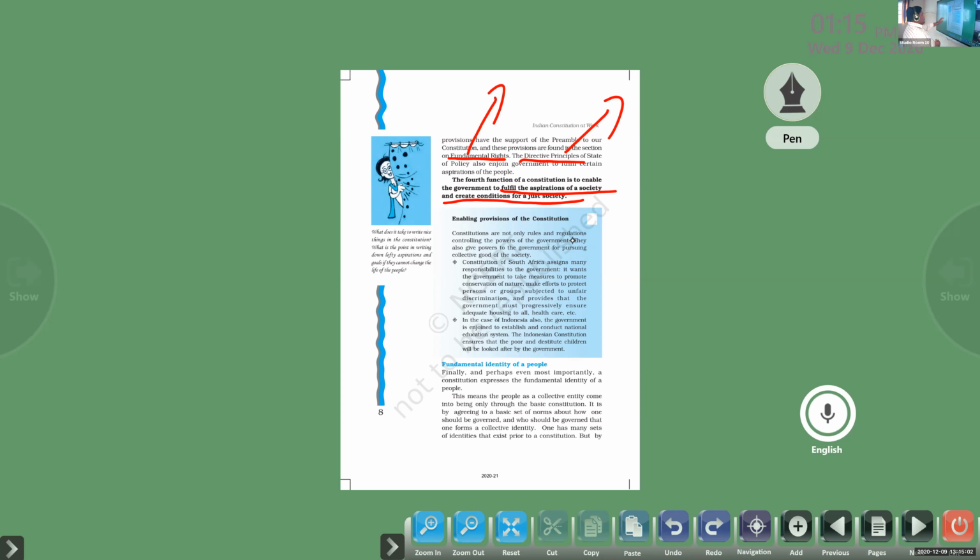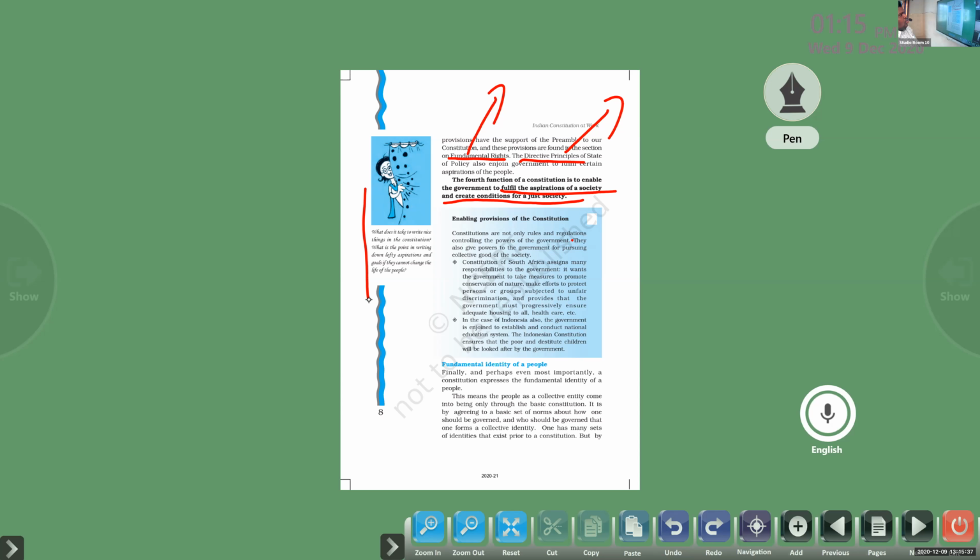So what does it take? Here is a caricature: what does it take to write nice things in the Constitution? What is the point in writing down lofty aspirations and goals if they cannot change the life of the people? We find that only good things are in the Constitution, only the things that are able to develop the society. So we are discussing the aspirations and desires that are able to make changes in the society.